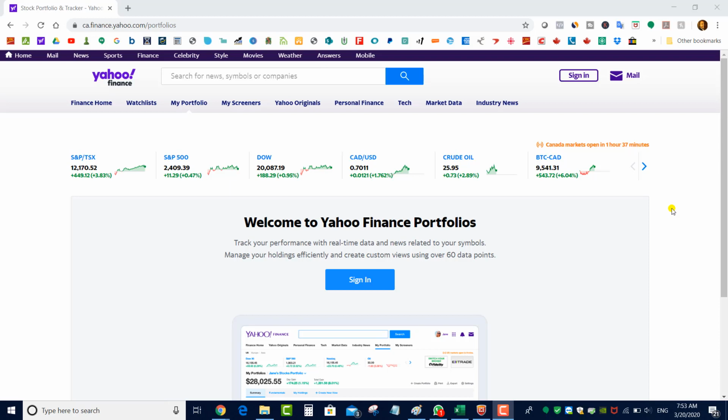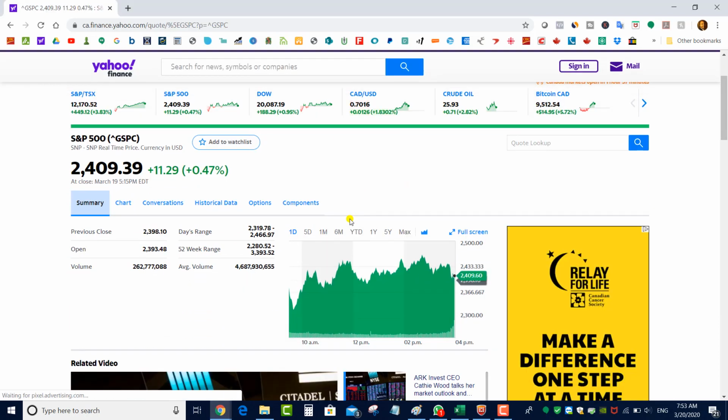So when I say the market does this 65% of the time, I mean the S&P 500 index. What is the S&P 500? It's basically the index that tracks the top 500 stocks in America. So it's basically the general market.